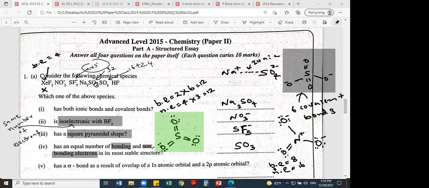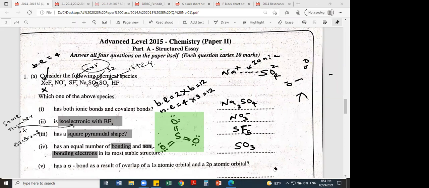Run student, what is the answer for part 5? Sishan gave the answer. Part 5, what is left now? Sigma bond as a result of overlap of 1s atomic orbital and 2p atomic orbital. That is HF. So anyway, 1s atomic orbital is only in hydrogen. That's very tricky, no? Tricky question.